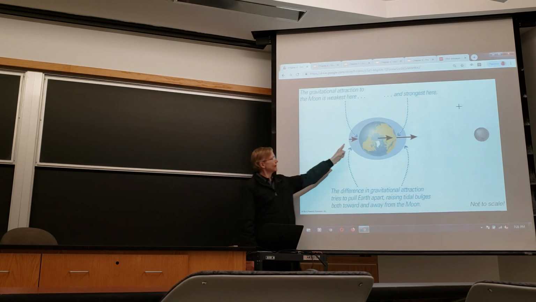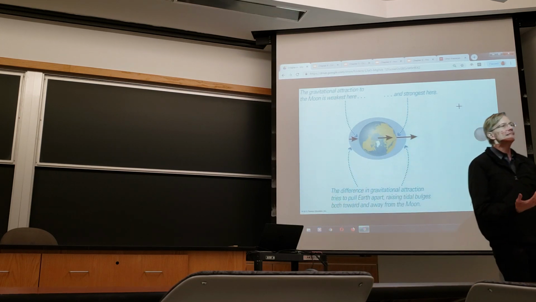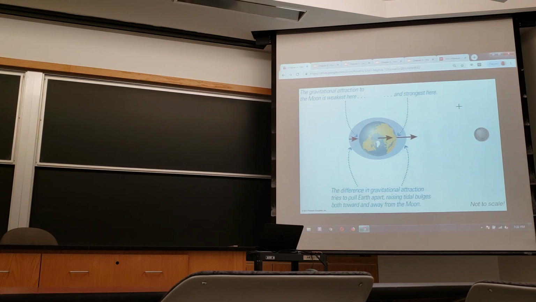Now, this is greatly exaggerated. The tides are on the order of feet in height. This makes it look like they're hundreds of miles or like 1,000 miles tall or something like that. But it's just exaggerated. It'd be trouble if it were. It's just exaggerated so that we can actually see it. And because water can flow, the oceans are affected by the tides more than land is. There are actually land tides too, but the land tides are only something like, I think it's like an inch or something like that. The ocean tides are feet, land tides are more like an inch.